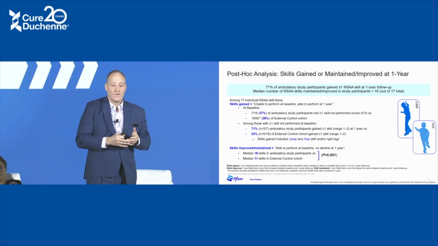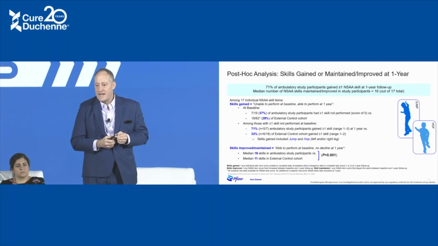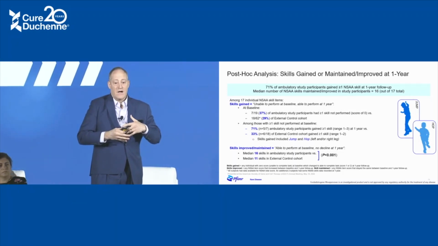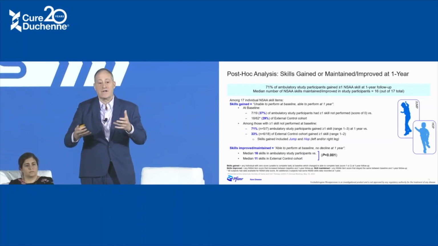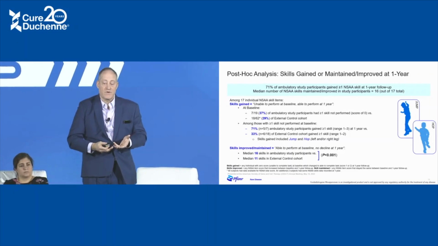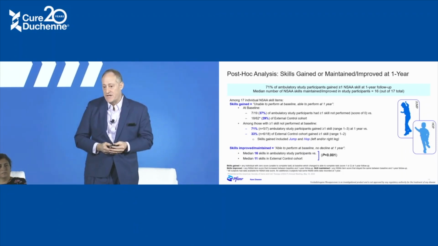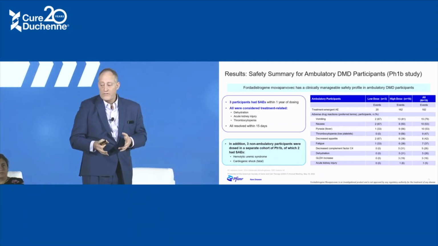And in the external cohort, about 11 out of the 17 skills were maintained. So overall, we feel that there is some nice evidence that compared to natural history or compared to boys in a placebo-controlled trial, there is benefit here on their function. I'm going to switch over to safety.